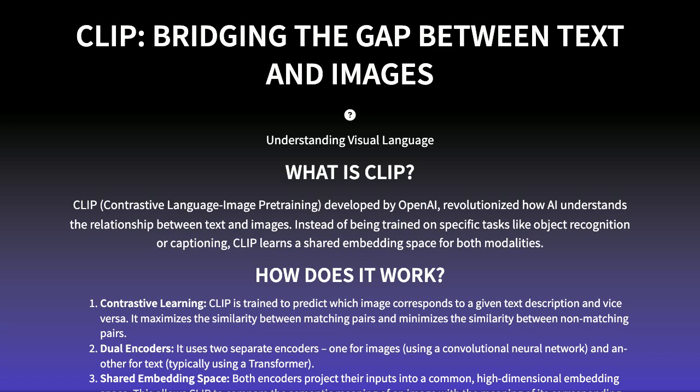It uses two separate encoders, one for images and another for text, but they both end up projecting everything into a single shared space where similar things are close together. This makes it incredibly versatile. It's used in things like advanced image search, zero-shot classification, meaning it can categorize images without being specifically trained on those categories, and even retrieving relevant images based on textual queries.